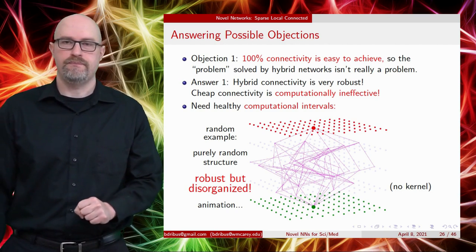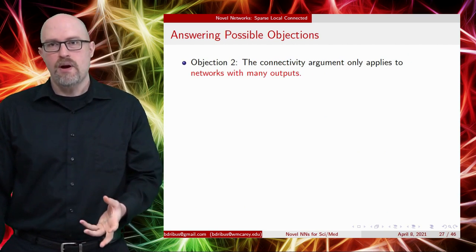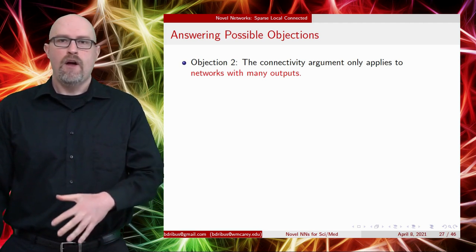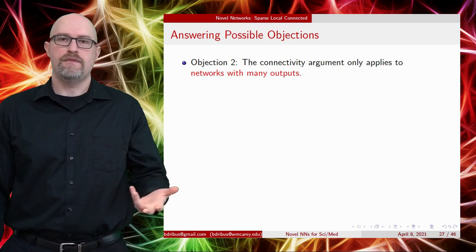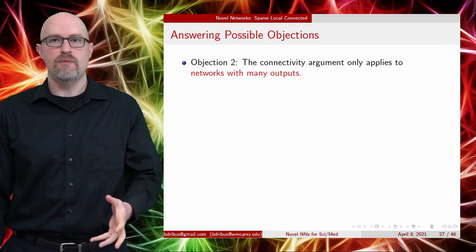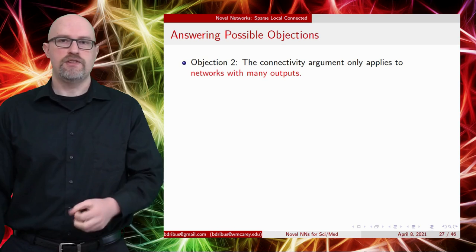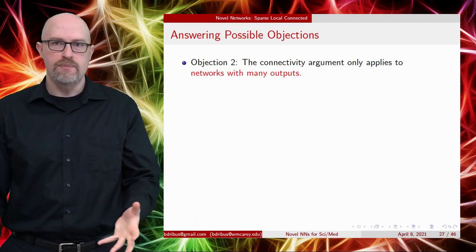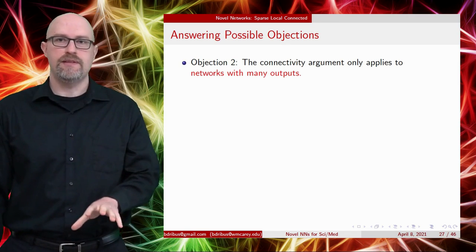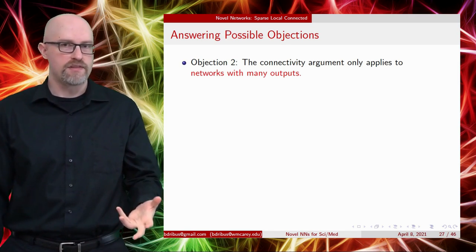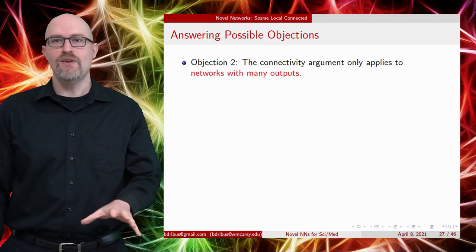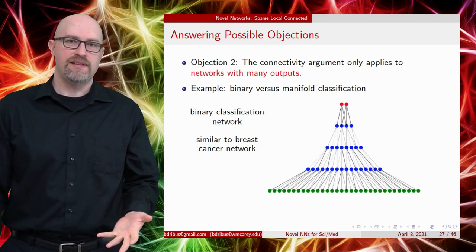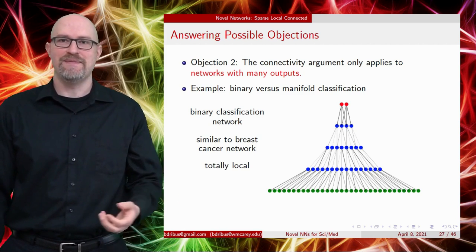Now, a second possible objection to the use of hybrid network design is that the whole connectivity viewpoint that I've talked about focuses attention on networks with many outputs, which is just a special case. This is because networks with few outputs tend to funnel information in such a way that high connectivity is almost automatic.